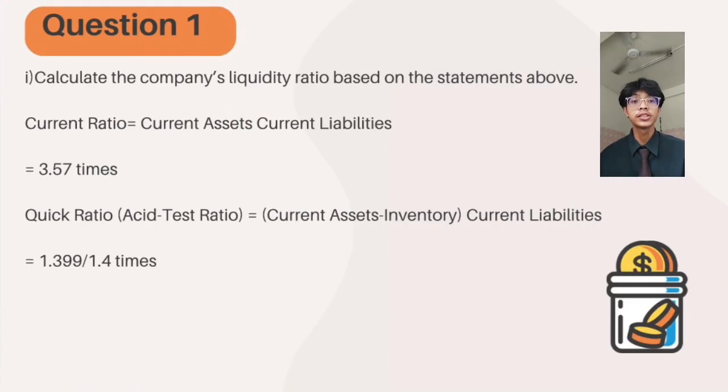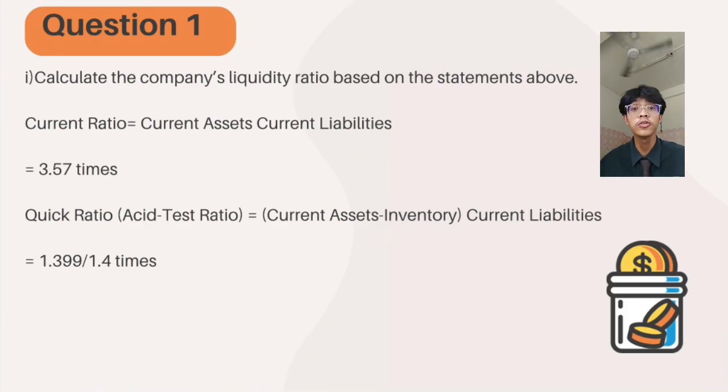On our first question, statement of financial position for Dura Ltd as at 31st December 2024. The question required us to calculate the company's liquidity based on the statement above. So basically, the question asks us to calculate the liquidity ratio, and there are two main ratios that will be focused on: the current ratio and the quick ratio, which is also called the acid ratio.